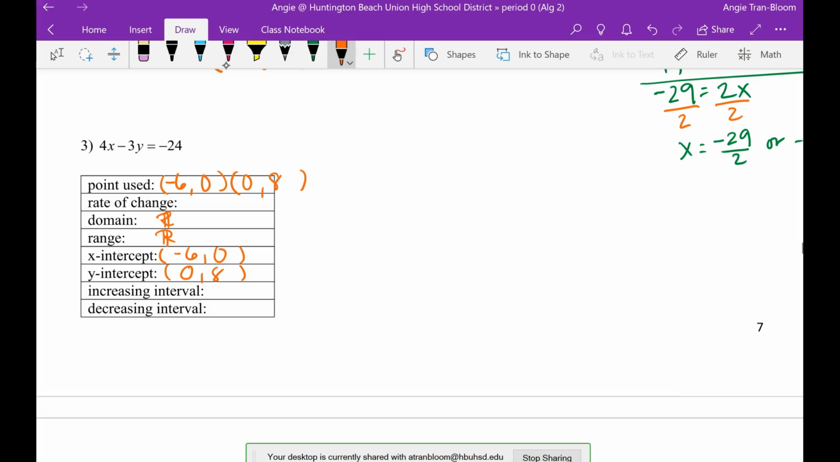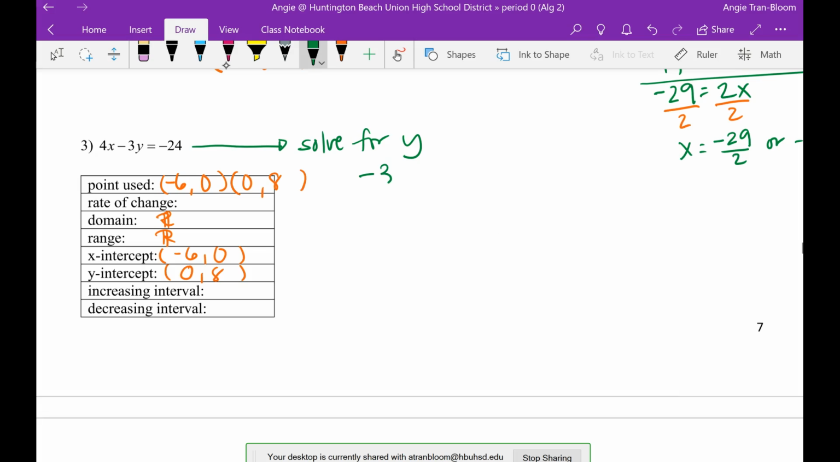Now, I want to take Mark's theory to see if the slope is positive, then I might have an increasing interval. If the slope is negative, then I might have a decreasing interval. So how do I find the slope here for number 3? That means I'm solving for y. Okay, so let's solve for y.